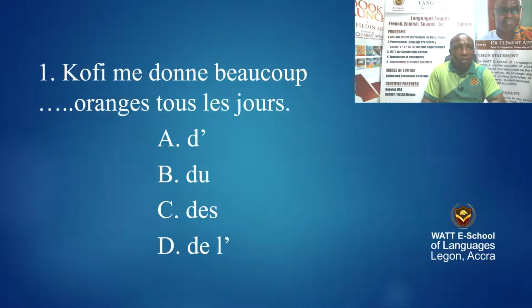Let's go to the first sentence. Kofi me donne beaucoup orange tous les jours. Kofi gives me oranges every day. Let us have a look at the sentence. After beaucoup, there's a dot, and after the dot, there's orange. Orange always begins with a vowel and ends with S. I've told you that after beaucoup, you bring an article, and the article should be de. But if the word that follows the article begins with a vowel, the de changes into d apostrophe. Therefore, Mary, what is the correct answer? Great, it's A. Thank you.